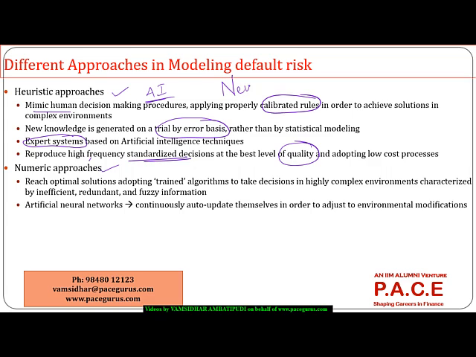One of the most efficient heuristic processes that we are talking about here is the concept of neural networks. Whereas the numerical approaches talk about optimal solutions based on trained algorithms which are making decisions in a highly complex environment. Actually, the artificial neural network comes under this numeric approach, which is targeted at different complex rules, right, based on which the decisions are taken.